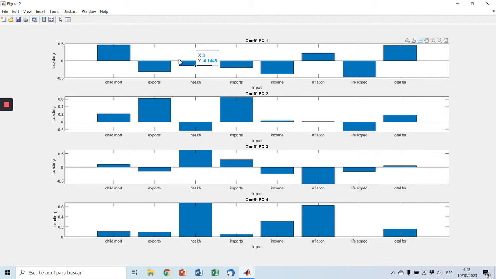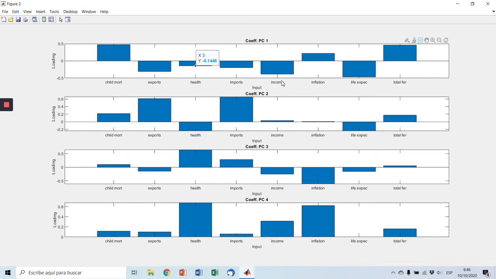So what do they mean? So how can you make a high projection in this principal component? So remind that we have subtracted the mean in each one of the input variables. So that means that if you want to project high in the principal component 1, you need to have a high child mortality, a high total fertility, a low life expectancy, so low meaning below the average, low income and low exports, low imports, low health.